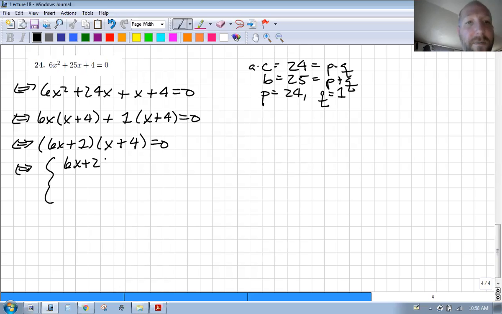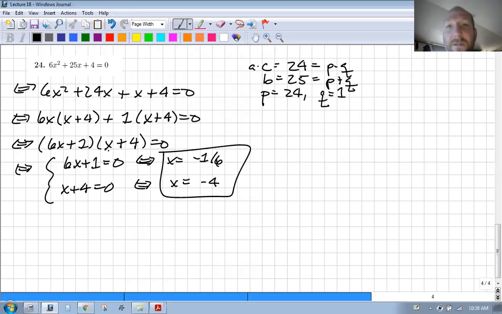So either 6x plus 1 is 0 or x plus 4 is 0. So x is negative 1/6 or negative 4. That's 24.